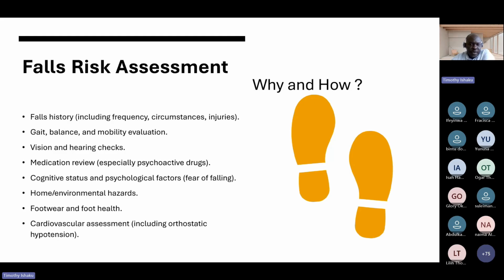So poor vision and hearing, all of them have tendencies to reduce our environmental awareness and the reaction time, thereby increasing the falls risks.